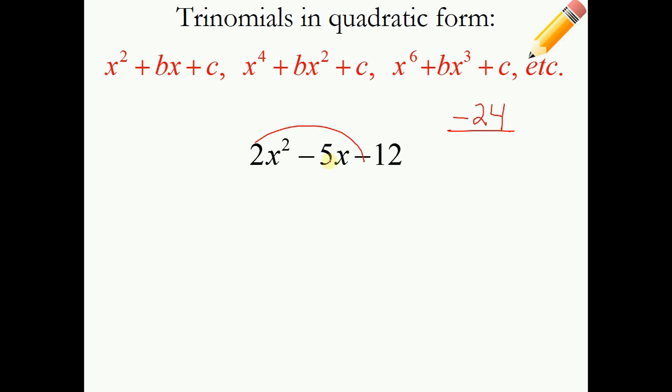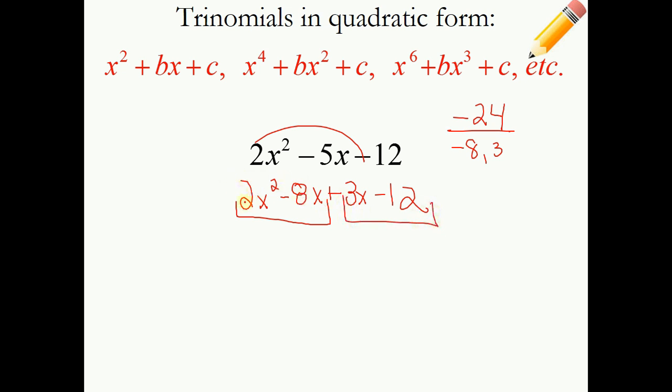Negative 8 and 3 I think will do its job. So I got 2x squared minus 8x plus 3x minus 12. All I did is expand that middle term so that it looks like I just multiplied out. So then let's figure out what we distributed in, right? Because we're going to be basically undistributing. So I'm going to factor out 2x, that would be 2x times x minus 4. And there's a 3 common between those guys, that'd be 3 times x minus 4 as well.